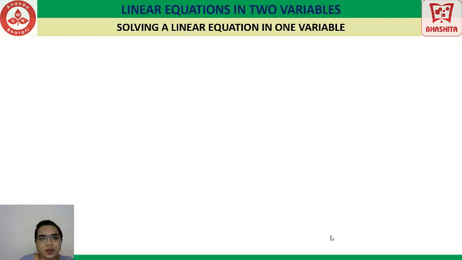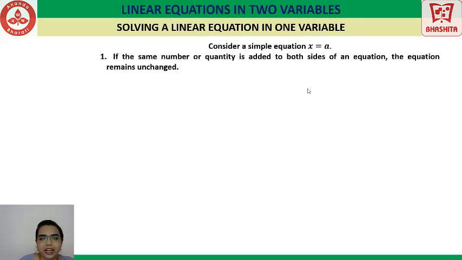Okay, right. Let us move ahead and learn how we can actually solve a linear equation in one variable. Before we learn how to solve, let us learn some fundamental things about a linear equation in one variable. Let us consider a simple equation x is equal to a. Now let us say we are adding a number on both sides of the equation. What happens to the equation? Is there any difference in the equation? No. If you are adding a number, you need to add it on both sides of the equation so that the equation does not get disturbed.